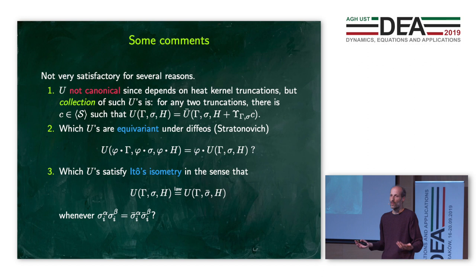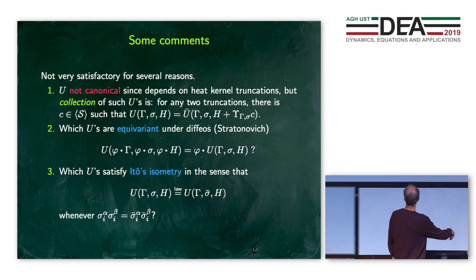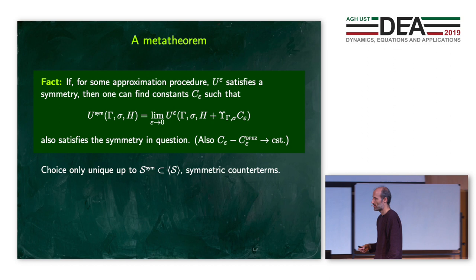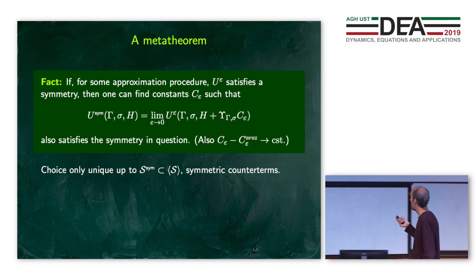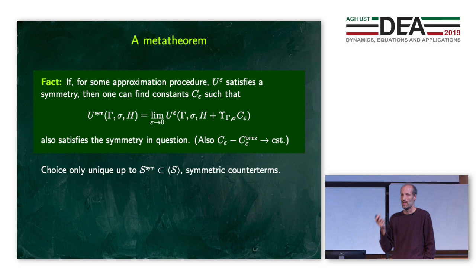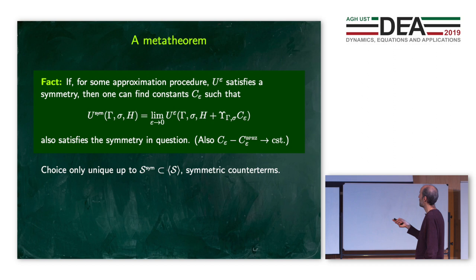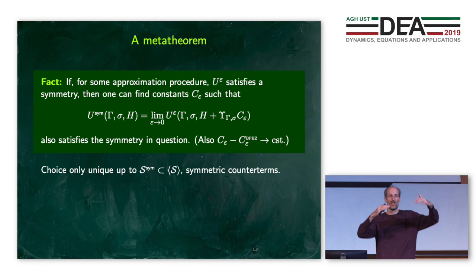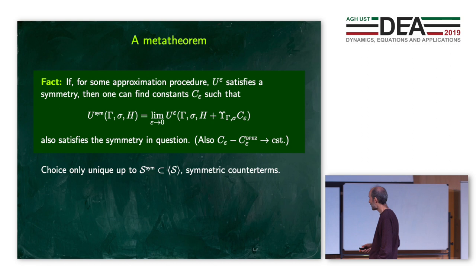Now, there's a kind of meta-theorem that you can prove, which basically says, well, if you have some approximation procedure which satisfies a certain symmetry, then it's possible to choose these renormalisation constants in such a way that this limit also satisfies the symmetry in question. Okay? Now, of course, this is not unique. It's only unique up to, if I add to these constants a counterterm that satisfies that symmetry, then, of course, I'm going to get a new solution theory which still satisfies the symmetry, right? So this certainly, in general, cannot completely characterize my solution theories.